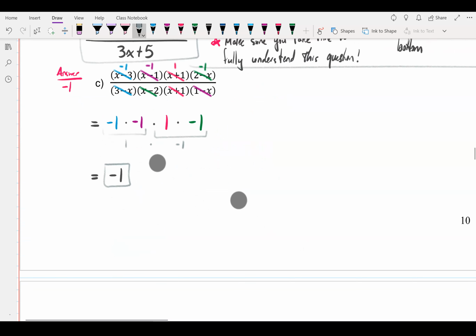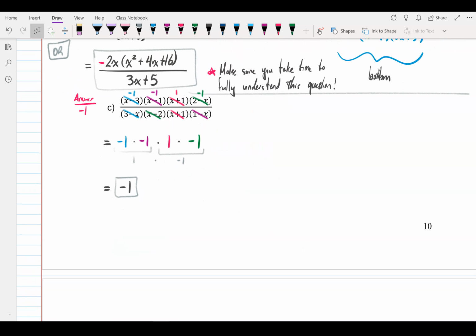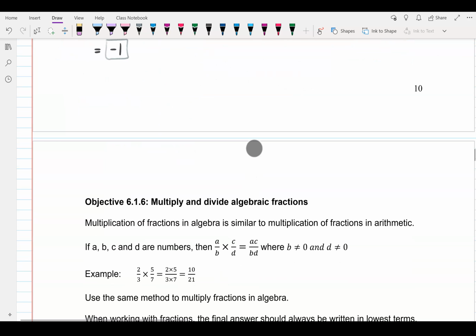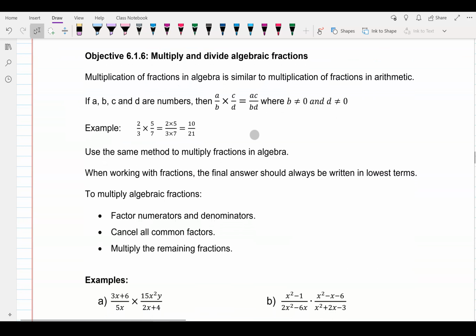So even though that was a scary question to begin with, turns out not all that difficult in the end. We're going to move on to page 11, which is the last page we're going to do in this video. And it looks like a whole new topic.